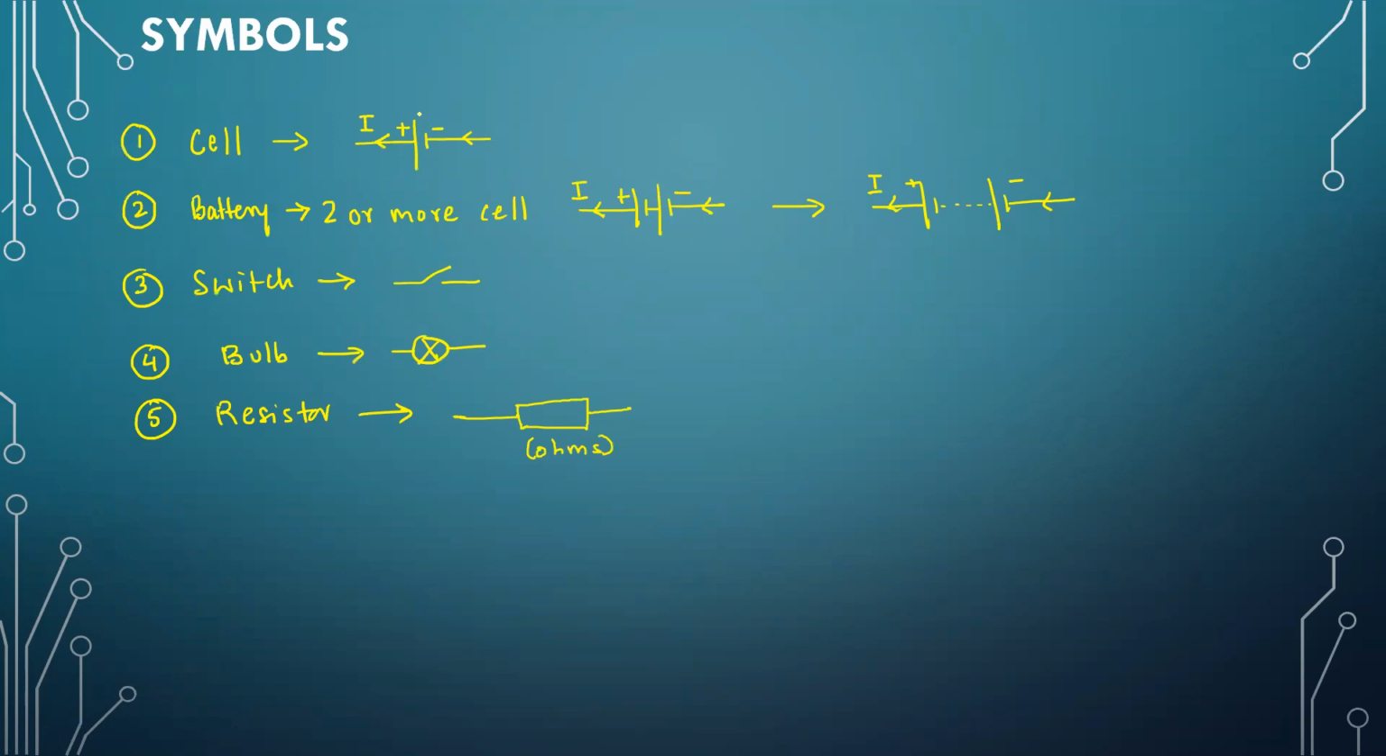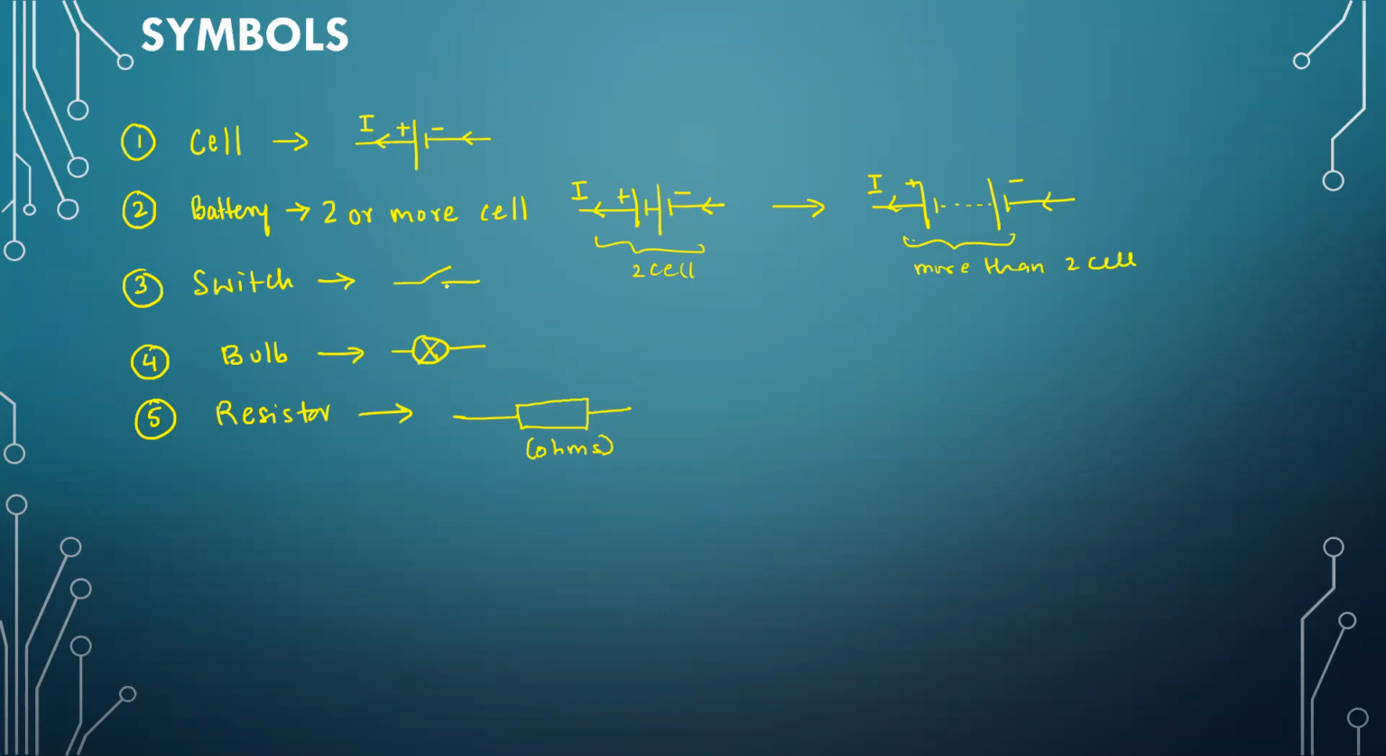Cell will be shown, as you can see, with a long and a short line. The longer one is positive, the shorter one is negative. Battery, which is a combination of two or more cells, will be shown like this for two cells, and if it is more than two cells, then you show it with the dotted lines.